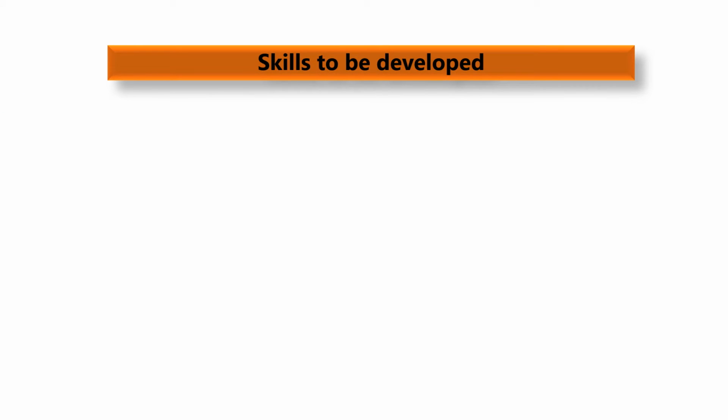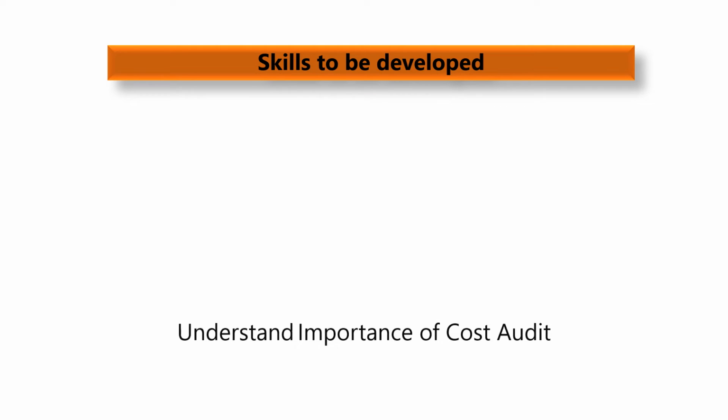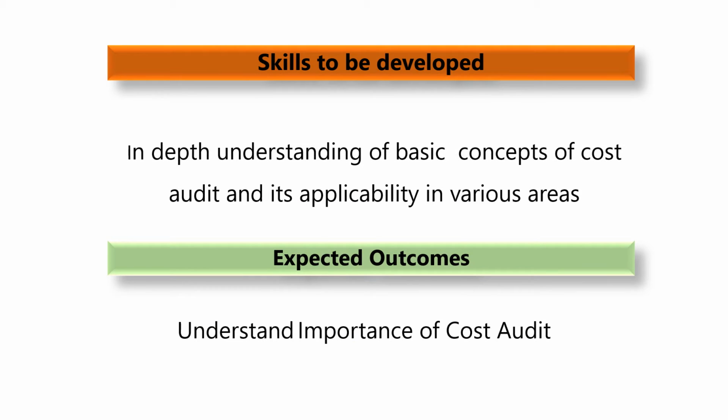The skill to be developed by the students with this chapter is an in-depth understanding of the basic concepts of cost audit and its applicability in various areas. In various areas means in which industries it is applicable. What is expected from the student is that they should be capable enough to understand the importance of cost audit for certain kinds of industries.